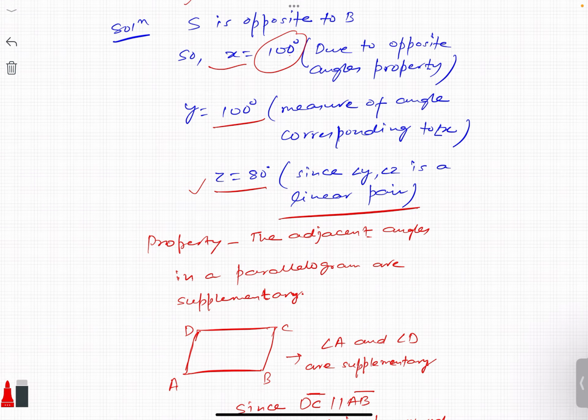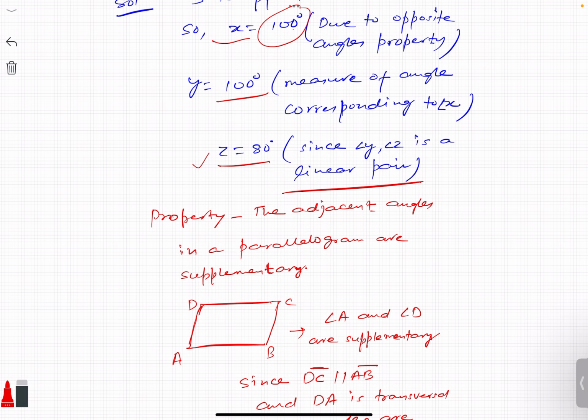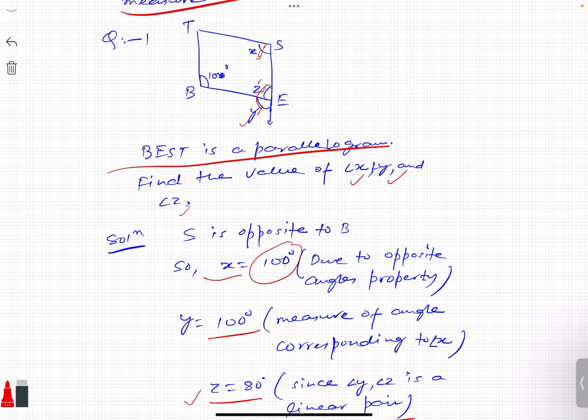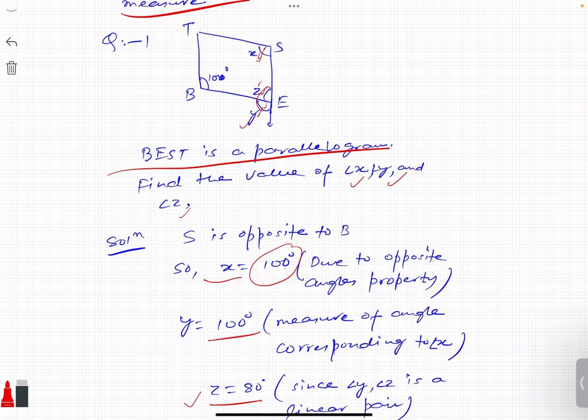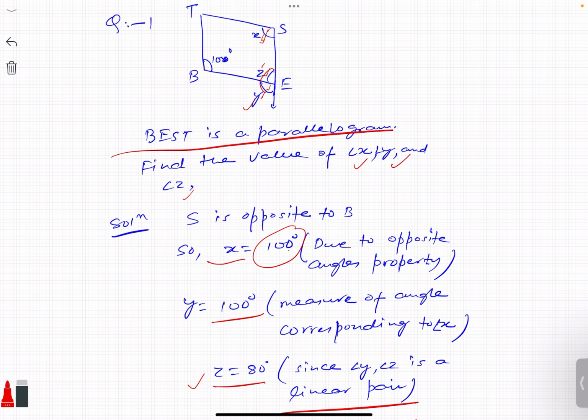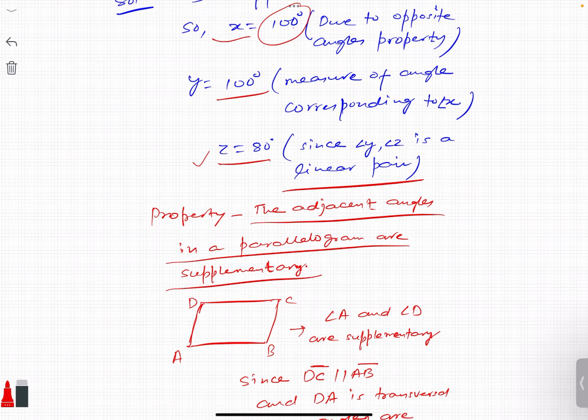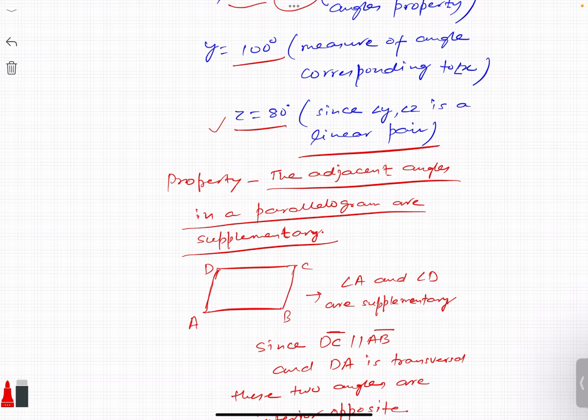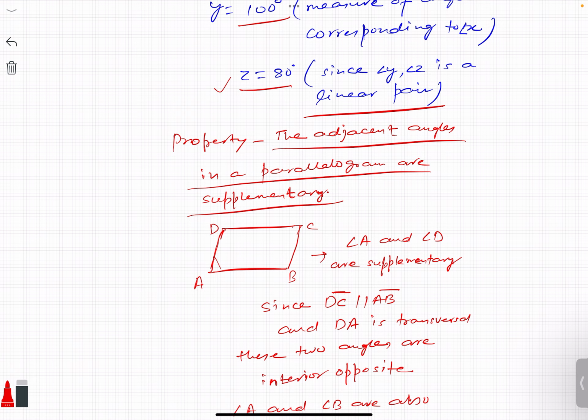Now the property of angles in a parallelogram: the adjacent angles in a parallelogram are supplementary. These are adjacent angles and they are supplementary; when added, they give 180 degrees. Angles A and D are supplementary since DC is parallel to AB and DA is a transversal, so these two angles are interior opposite angles.